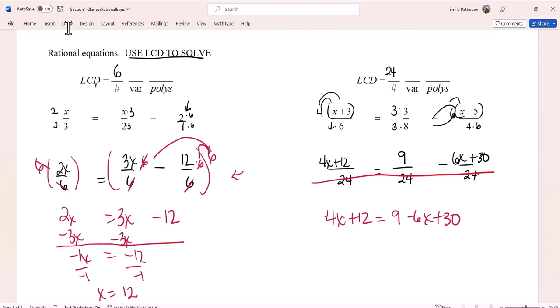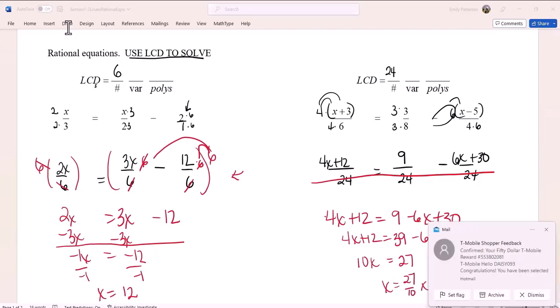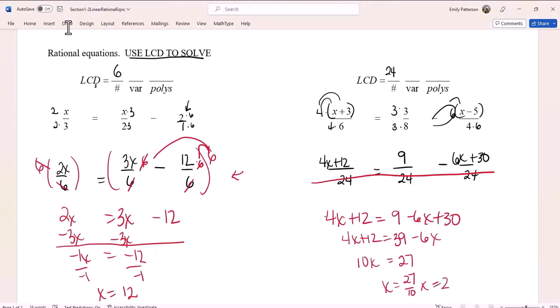And then we go back to our linear equations. I'm going to combine like terms. Oops, this is going to be 39 once I combine it. And then I'm going to pull this over here, so this becomes 10x. And over here, subtracting 12, this becomes 27. So I have x is equal to 27 over 10, or x is equal to 2.7.